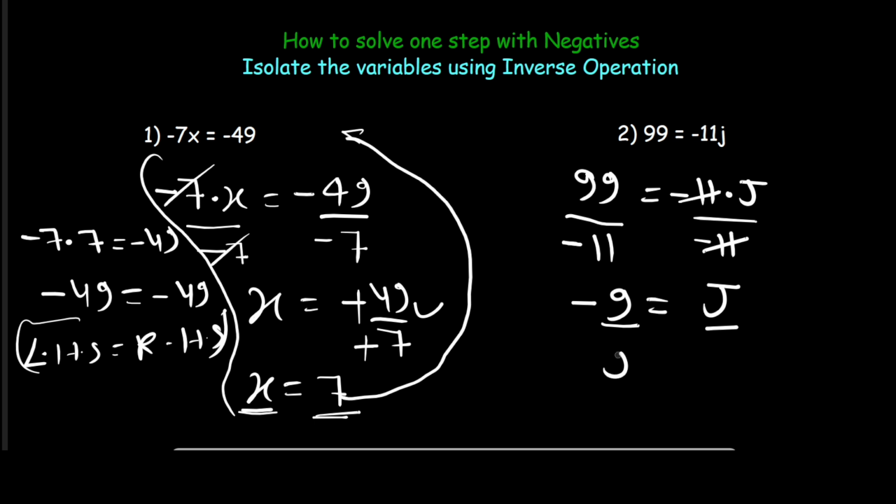We can rewrite it like this: j equals minus 9. So here minus 9 is our correct answer.